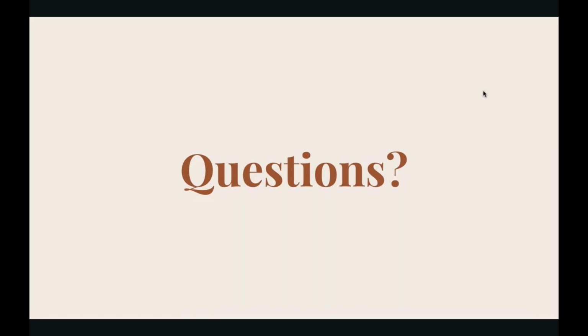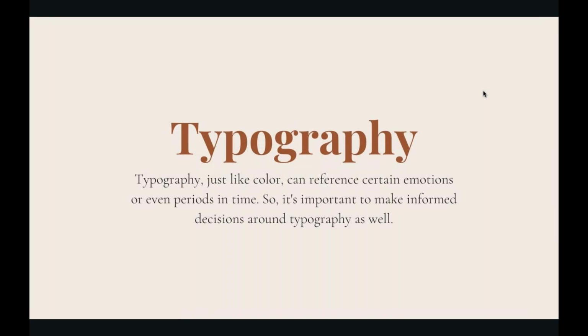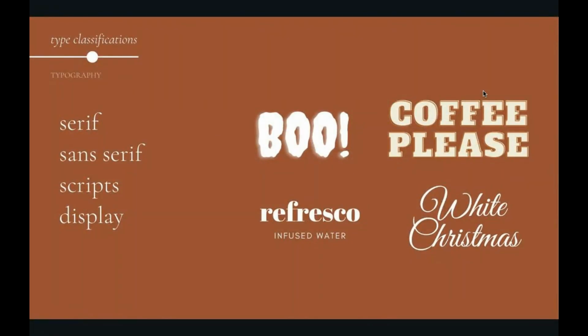All right, so I will go ahead and move into typography if we don't have any other questions. Okay, so typography, just like color, can reference certain emotions or even periods in time. So we need to make informed decisions around typography as well. There are several different type classifications, and these are the basic ones that I learned in school. So there's serif, sans serif, scripts, and display, or decorative font. Display and decorative are kind of about the same.